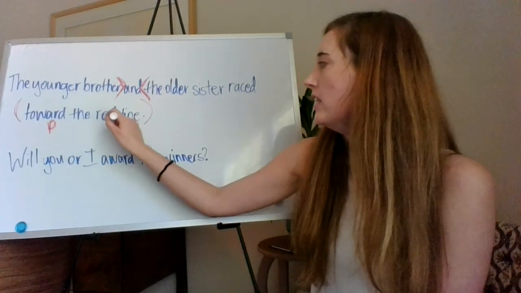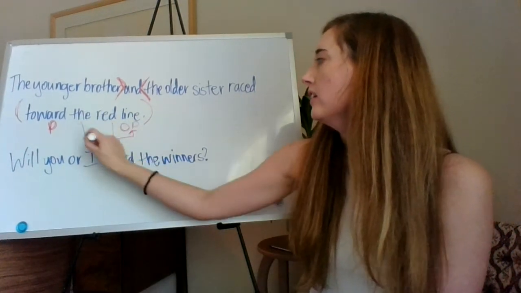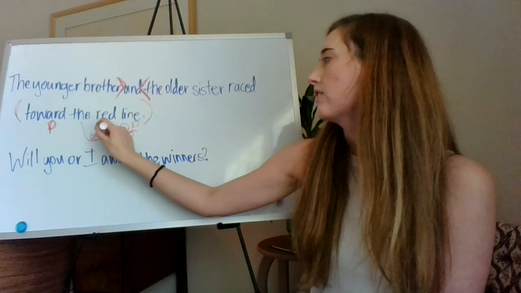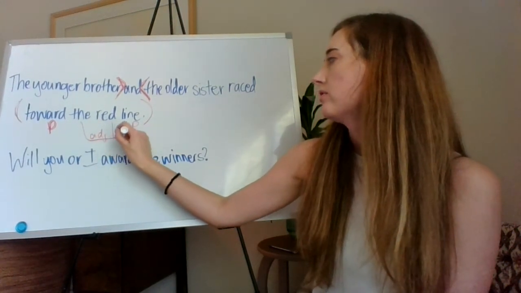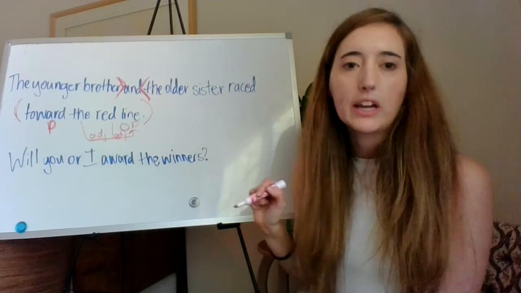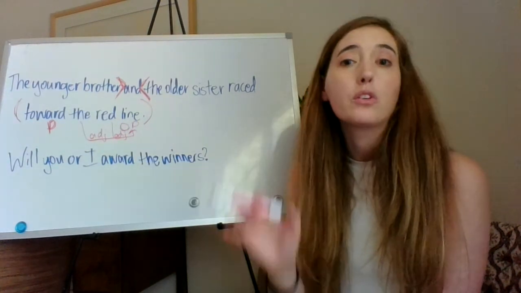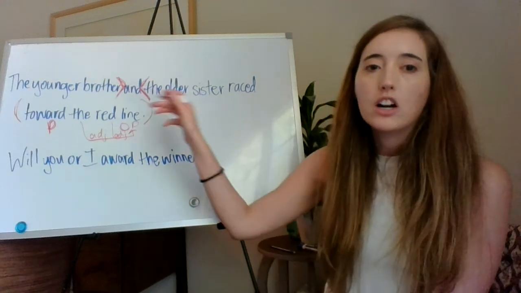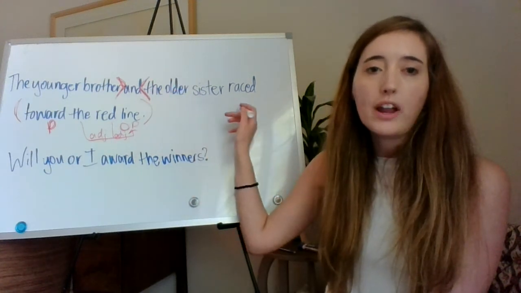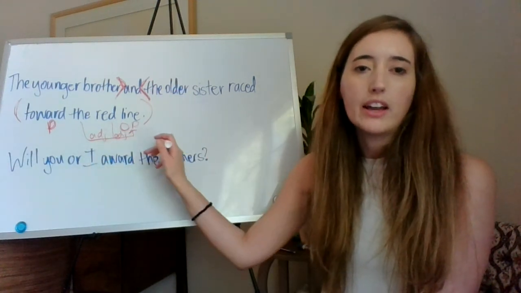Okay. Red is an adjective modifying line. Also, the is an adjective modifying line. What kind of line? Red line. Which line? The line. Let's read it again, and now we're going to look for our principal elements. The younger brother and the older sister raced toward the red line.